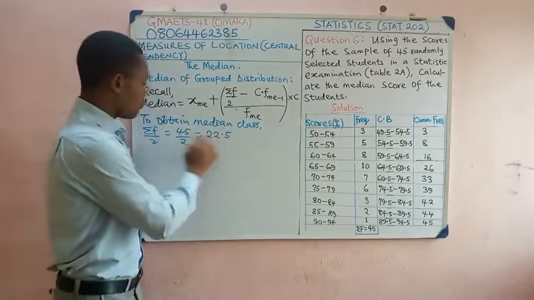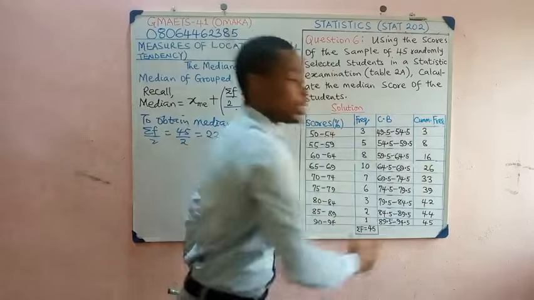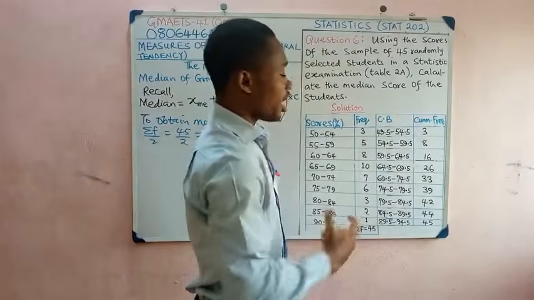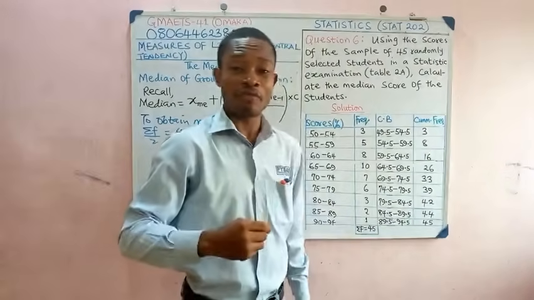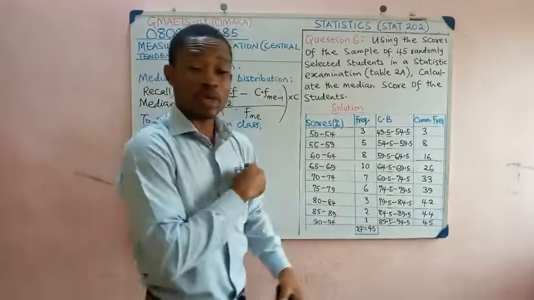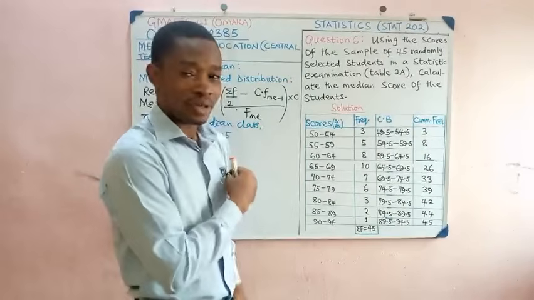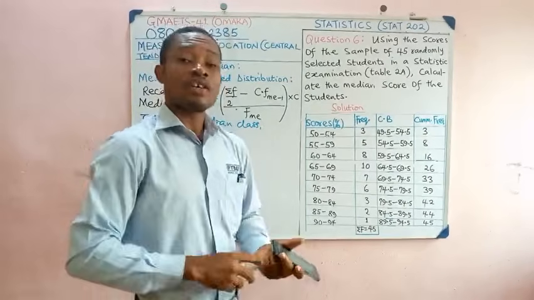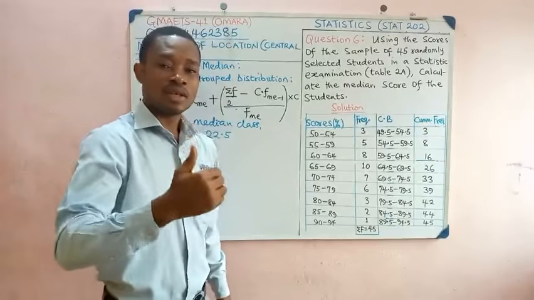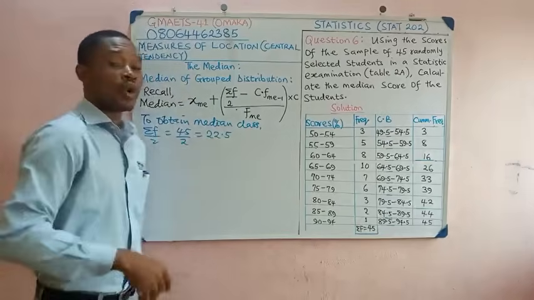Alright, with this 22.5 as the value of summation f over 2, now go to the cumulative frequency column. Are you there with me? I'm going to check if I will get 22.5 there. Did you see 22.5 in the cumulative frequency column? No, there is no 22.5. Because there is no 22.5, you're going to pick the next cumulative frequency value that is just greater than 22.5.